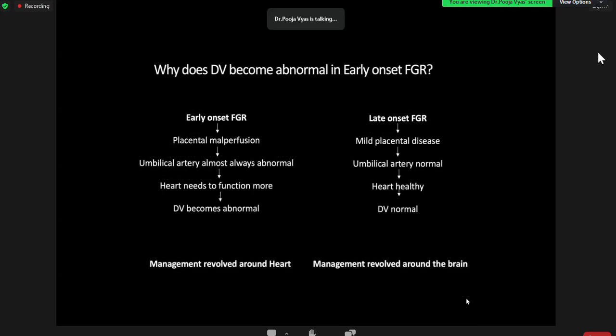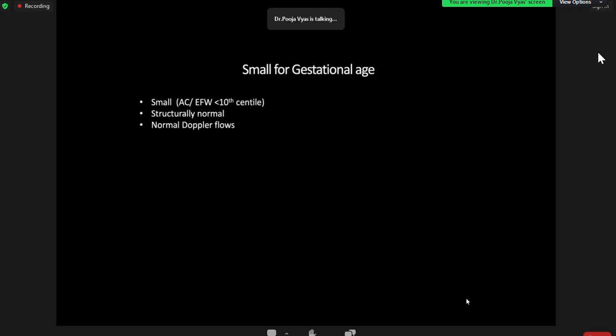Now we saw that DV starts getting affected only in early onset FGR, because umbilical artery is almost always abnormal. So the heart needs to function more. So the DV becomes abnormal, and the management is generally around the heart. Whereas in a late onset FGR, it is a mild placental disease. The umbilical artery is normal, the heart is healthy, and so the DV is normal. And in late onset FGR, the management is mainly around the brain.